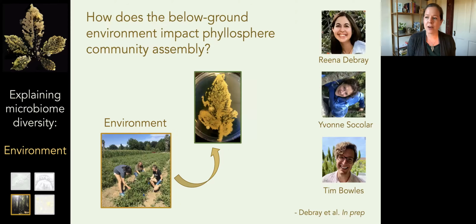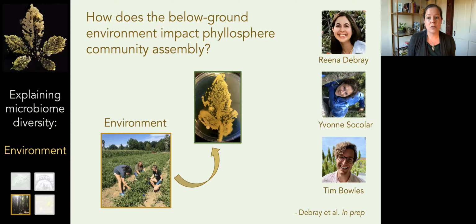And the work was led by graduate student Rena DeBray, and it was in collaboration with Tim Bowles here at UC Berkeley and his graduate student Yvonne Sokolar. And Yvonne and Tim set up a fantastic field trial at UC Davis where they asked the question of how plant growth and fitness is affected by below ground factors. And the factors they worked on are water availability, so drought, as well as phosphorus in the soil. And then the third one was below ground associations with mycorrhizae.